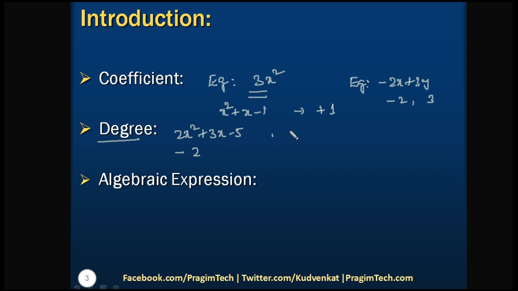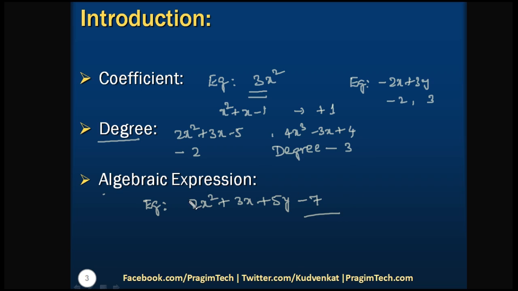If I take one more example, 4x³ - 3x + 4. In this case, degree of the expression is 3, as the highest power of the variable is 3, right? Next is algebraic expression. It's nothing but a combination of constants, variables associated with arithmetic operations. Let's take one example. 2x² + 3x + 5y - 7. This is called an algebraic expression as we have constants, variables, and these are associated with arithmetic operations.